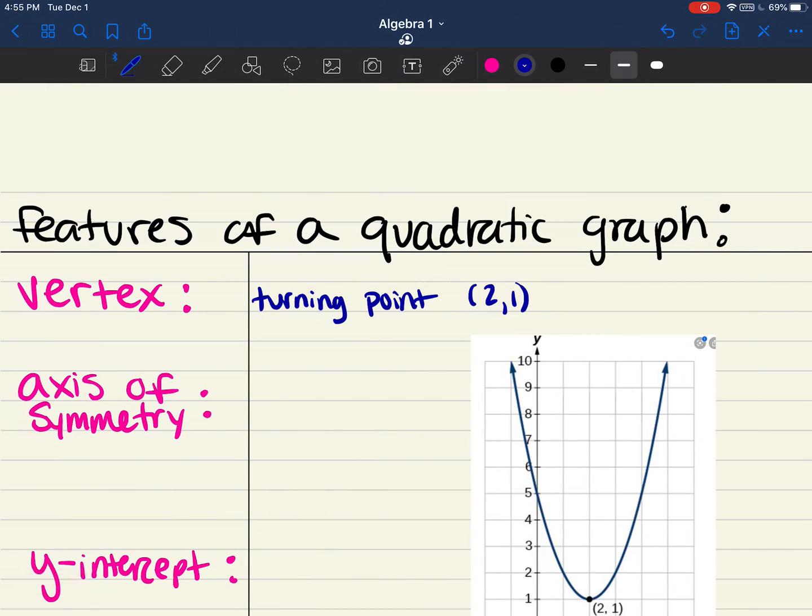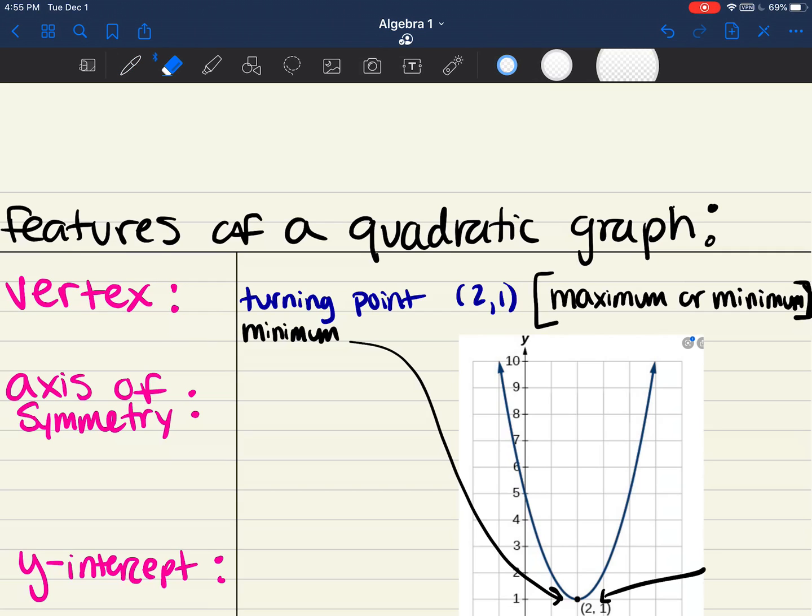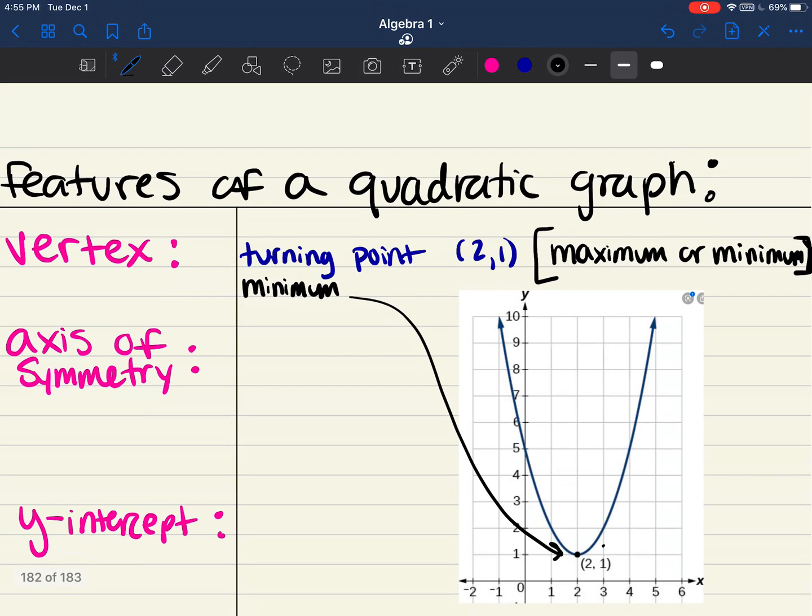So when we talk about turning points, we also use one of two words to describe them: a maximum or a minimum. And so we have to know which one we're looking at. In this case, this is the lowest point, so this turning point is a minimum. So every vertex is either a max or a min. You have to be able to decide which one it is.